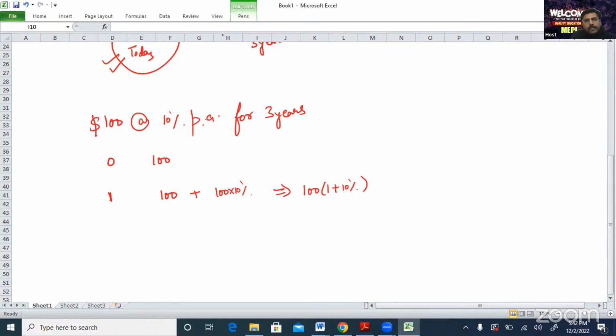So this is 100 into 1 plus 10%. Now again, if I solve it, it will become how much? It will become 110. So if I invest 100 rupees today, it will become 110 after 1 year. As simple as that.